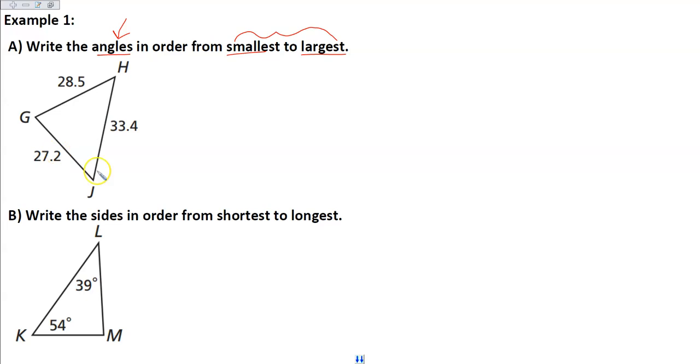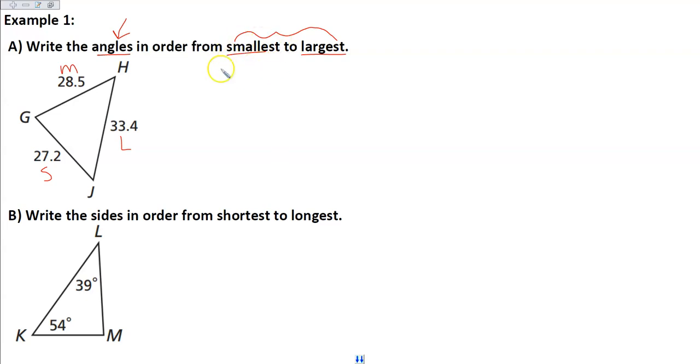All right, so let's take a look at this. So this one, we have side lengths. Okay, this is a side length. It's 33.4 for the length of HJ, 28.5 for GH, and 27.2 for GJ. So the easiest thing that I tend to do is I label my sides. Okay, I go, all right, this one is the longest side, so I'm going to label it with an L for large. 28.5 is the medium side, and 27.2 is the smallest side.